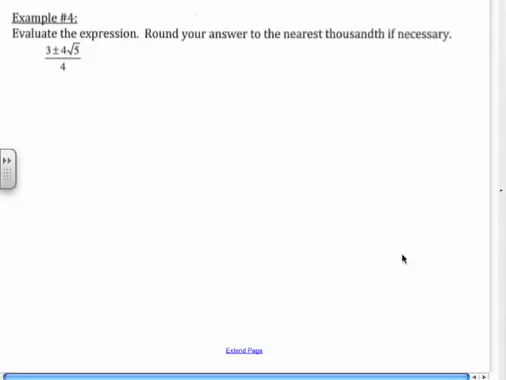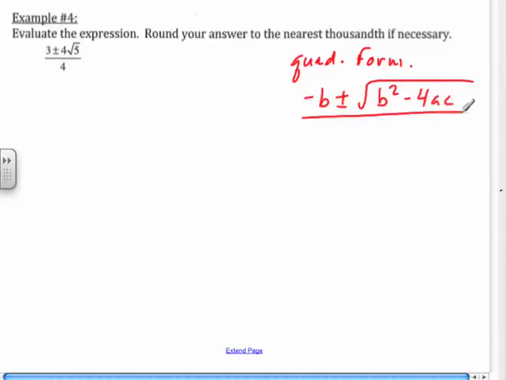Okay, folks, this is our last one here, example number 4. And you know what? I told you earlier, the quadratic formula, right? Quadratic formula. I'm just abbreviating, right? That's going to be minus b plus or minus the square root of b squared minus 4ac. I write it every time I do a problem like that so I remember it.